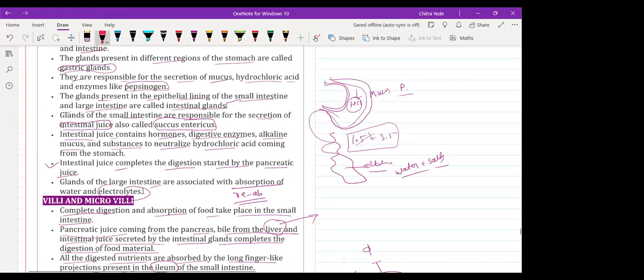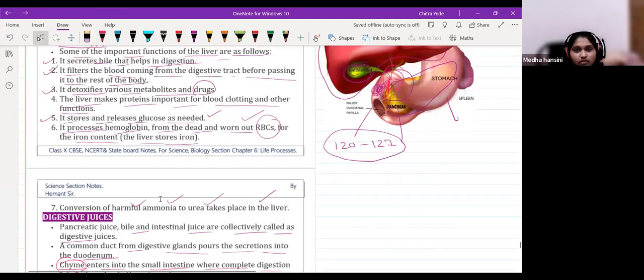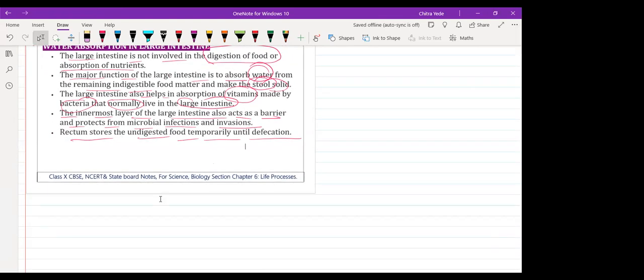Stool solid? Stool is the part that we defecate out from the body through the anus. Whatever part we remove from the body is called stool. Okay.